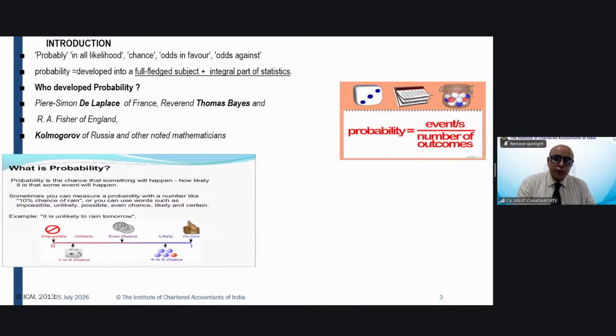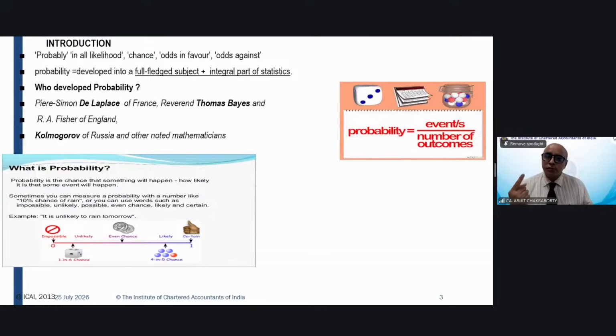And as Sir was mentioning, the value of chance or probability ranges between 0 and 1. So if there is a certainty that yes, I will win a particular match, if there is 100% certainty that I will pass an exam, if there is 100% complete understanding and confidence that yes, I'm going to win a particular prize, then we say that it is a certain event.